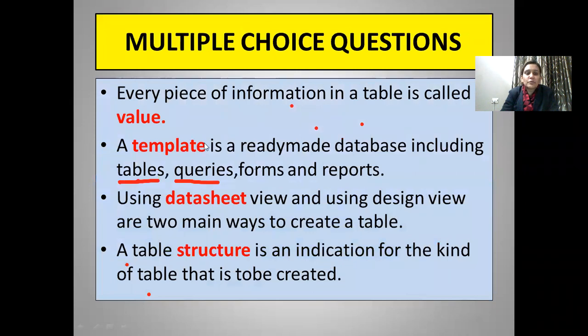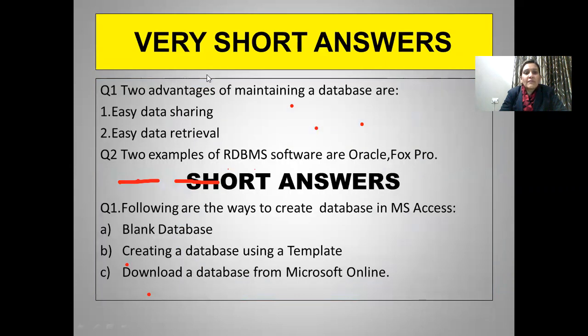Moving further, we have multiple choice questions. Every piece of information in a table is called a value. Out of the 4 options that are given in your book, the answer is value. Then a dash is a ready-made database including tables, queries, forms, and reports, that is a template. Using dash view and design view are the 2 main ways to create a table. That is datasheet view. The correct answer is datasheet. A table structure is a kind of indication for the kind of table that is to be created, right? So the answer is structure. Now we have very short questions.